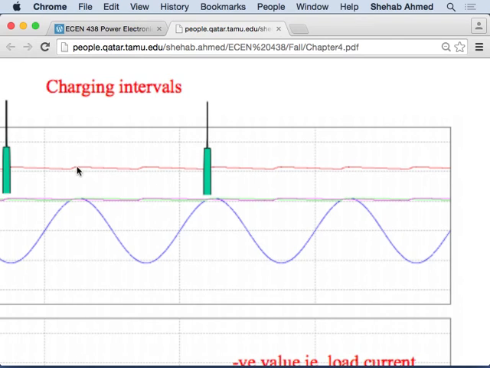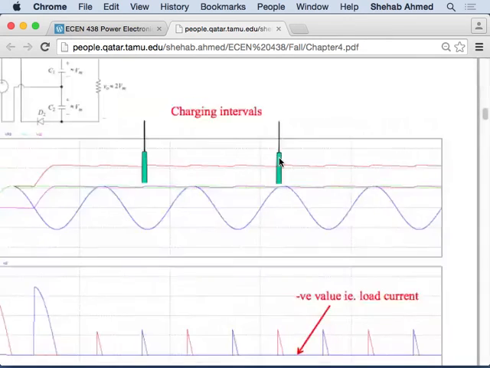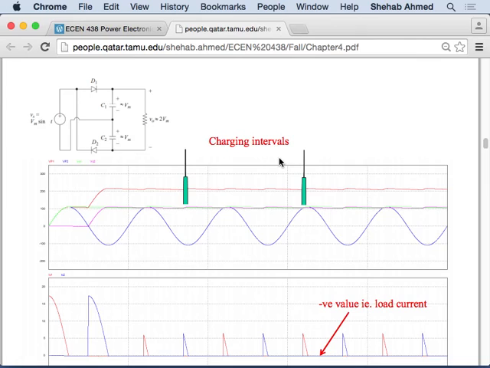So the output voltage, you will see the green being charged, then the pink being charged, green, pink, alternately. But if you draw too much current, all of this will collapse. Simulate it and keep decreasing the value of resistance, and you will see all of this collapse. That makes sense, right?